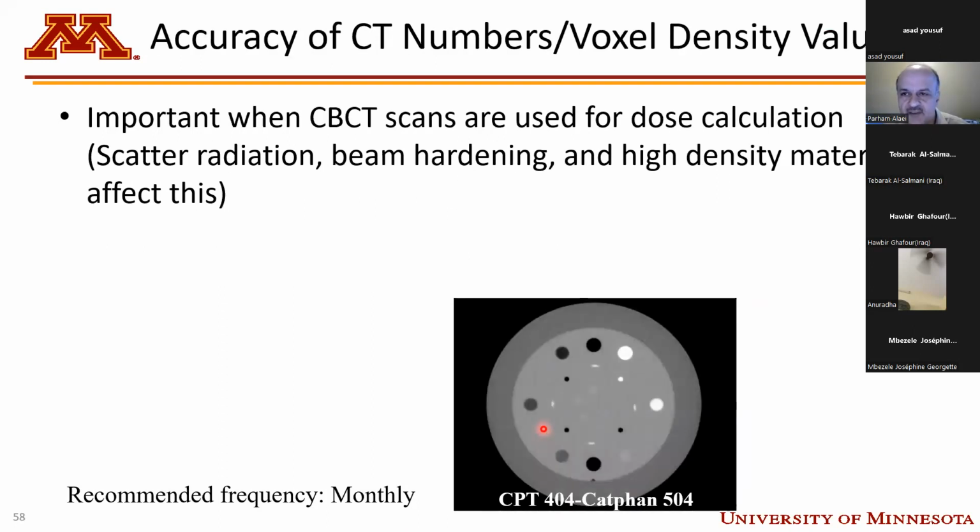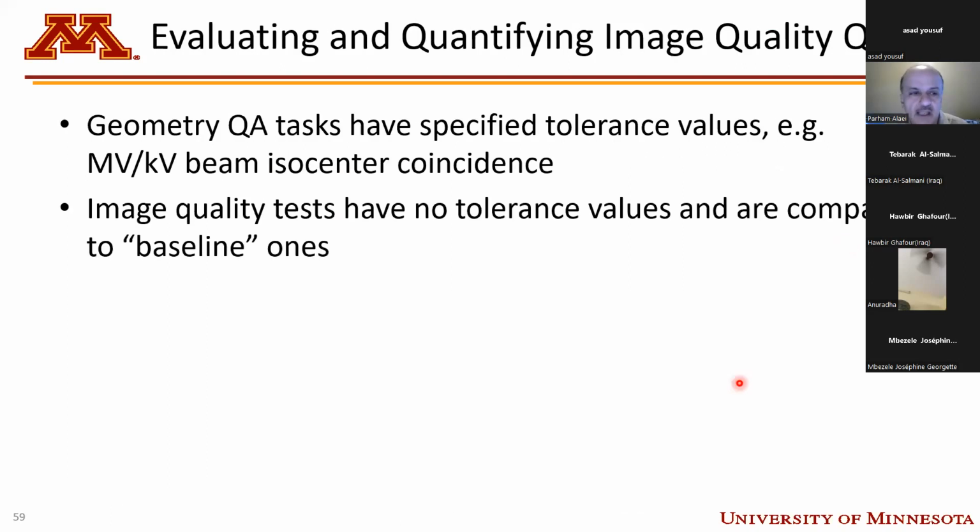And the CT number density value, this is important when you use it for adaptive planning. As you are aware, many factors affect this: scatter radiation, beam hardening if it's a high density material. Essentially, this is a monthly test to make sure the CT numbers for different plugs are the same. I only circled 3 of them, there's more than 3 in here.